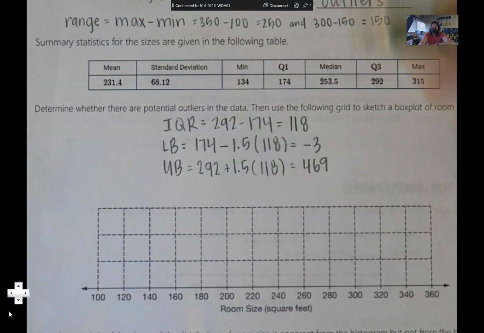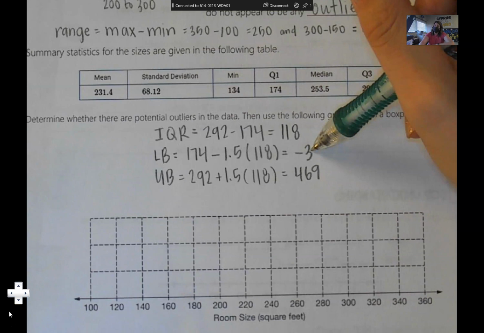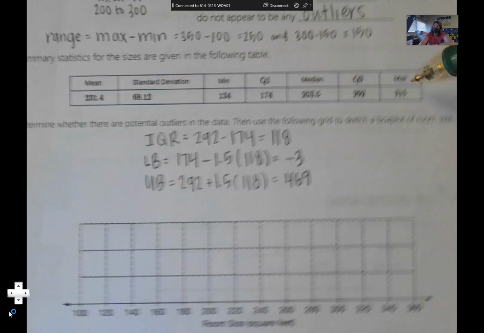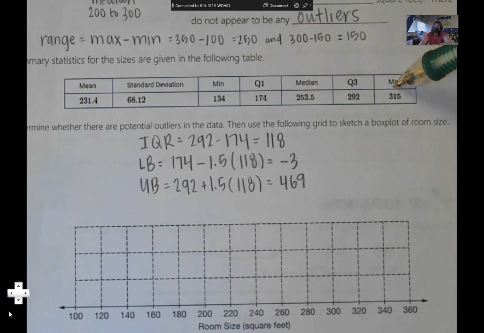So we go up to this table. There's obviously no outlier on the lower bound because you can't have negative space. But on the upper end, you go and you look at what your maximum value is. So did we have any numbers above 469? No. So there are no outliers.